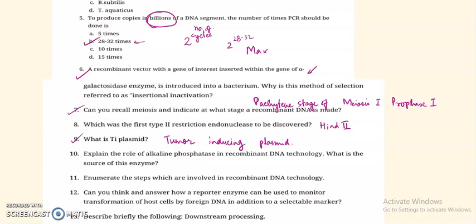Next question is: explain the role of alkaline phosphatase in recombinant DNA technology and what is the source of this enzyme. This question was asked in a different way in video 1. There also I took this question. Here again I am taking it.